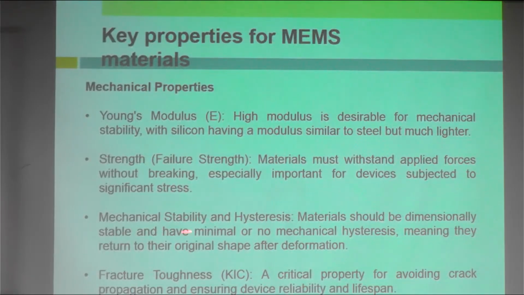Materials should be dimensionally stable and have minimal or no mechanical hysteresis, meaning they return to their original shape after deformation. So I've mentioned before, if the material is subjected to stress or to heat, temperature, the expansion or the deformation of the material will have no hysteresis, meaning to say, if you expand it or you deform it, it will go back to the original shape or the original position. So it doesn't go less or beyond the original shape or dimension.